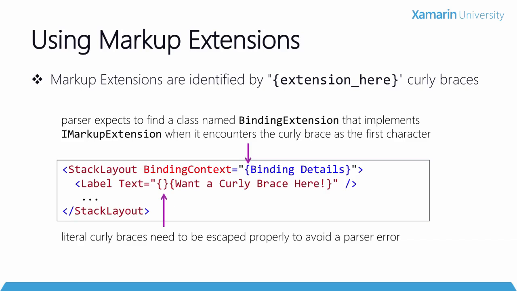Xamarin.Forms includes a whole bunch of built-in extensions to provide runtime values from common places. For those of you familiar with Microsoft XAML, you'll find the same basic set of markup extensions here. So let's look at a few of them.